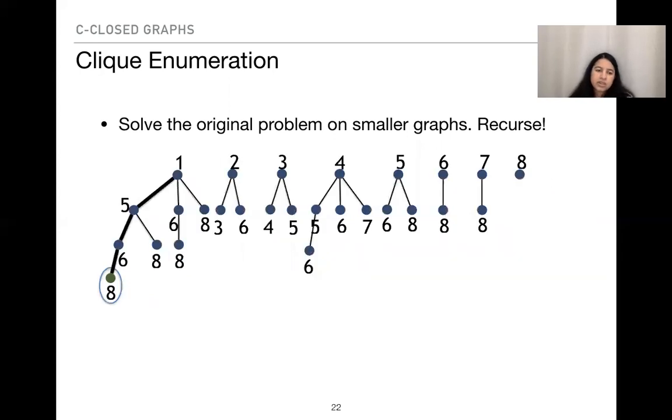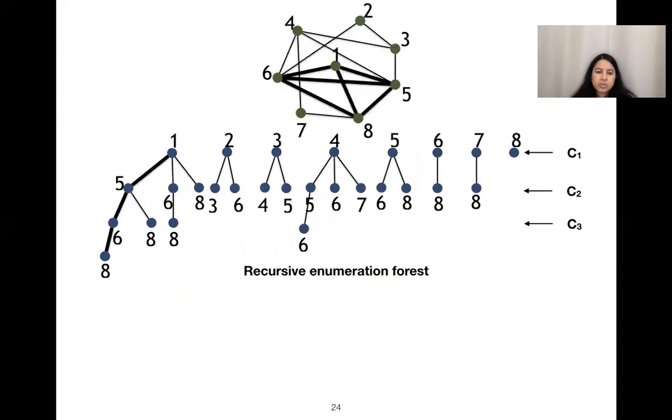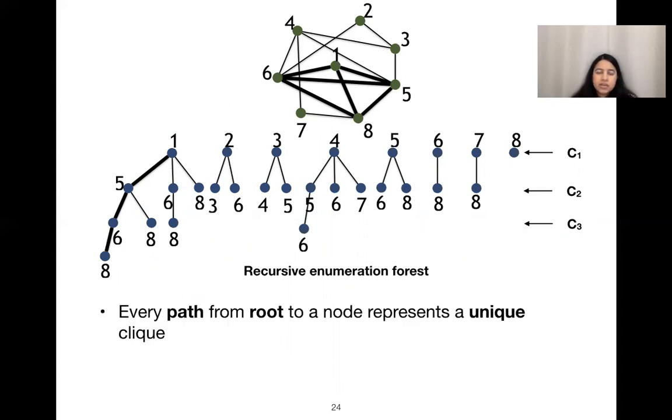And so this process continues until there are no more subgraphs left. And in the end, what we have is what is called a recursive enumeration forest. This recursive tree has certain properties.